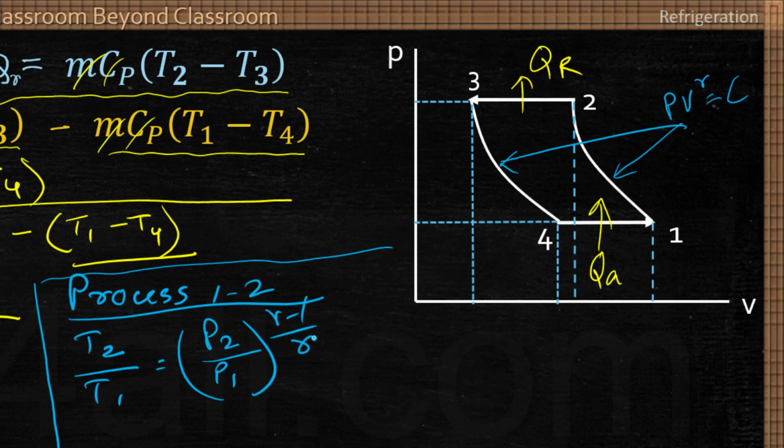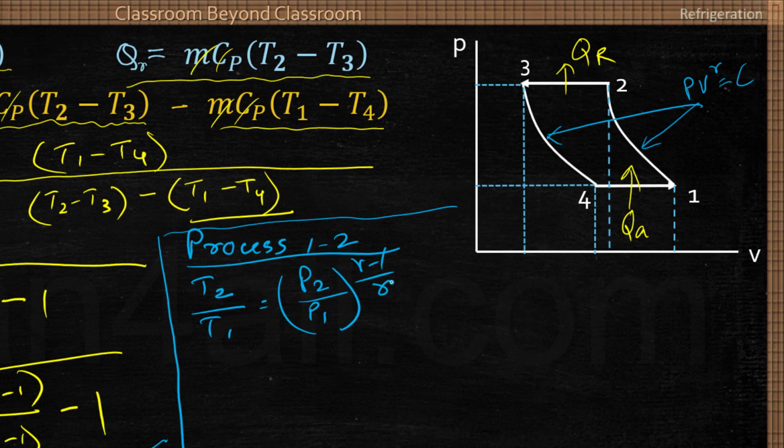These things we have discussed in the gas turbine. Okay, this is the law. This is actually a combination of PV to the power gamma equal to constant and PV equal to constant. From those two laws we can derive this law for isentropic process only. So we get T2 is equal to how much? T1 times P2 by P1. This we will call RP, as in the gas turbine also we called it RP. P2 by P1 is RP, the pressure ratio, to the power gamma minus 1 by gamma.